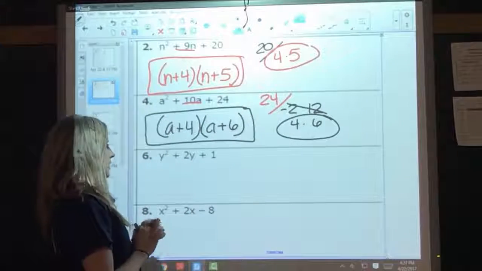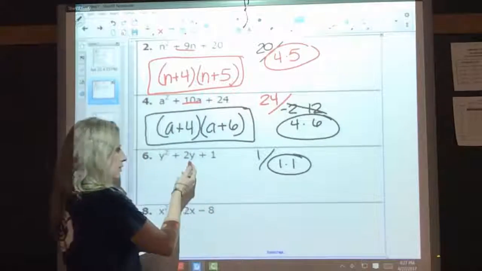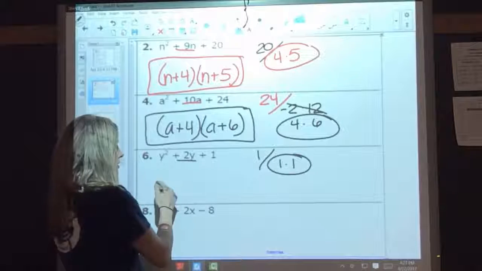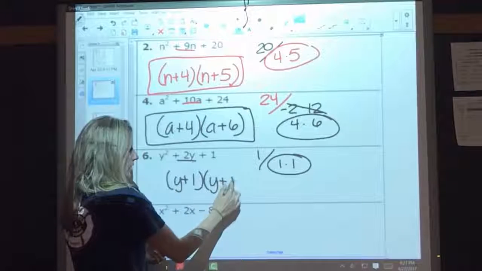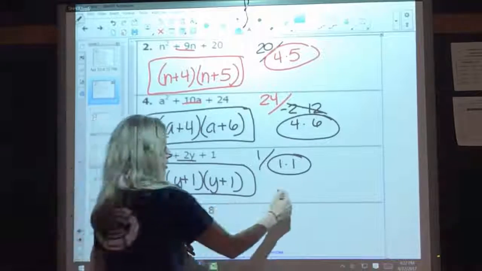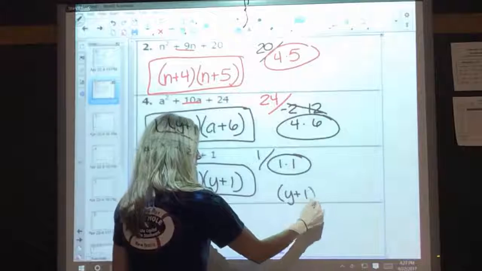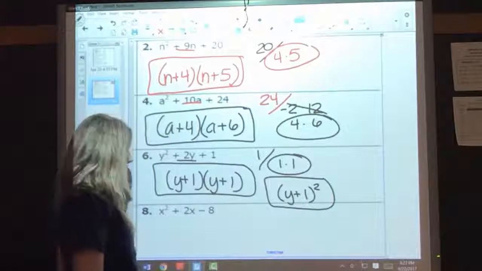All right, number 6, factors of 1 is just 1 and 1. And we need a positive 2 in the middle. So it's going to be y plus 1 and y plus 1. The other way you could write this is y plus 1 squared. But, I mean, I'll take either one.